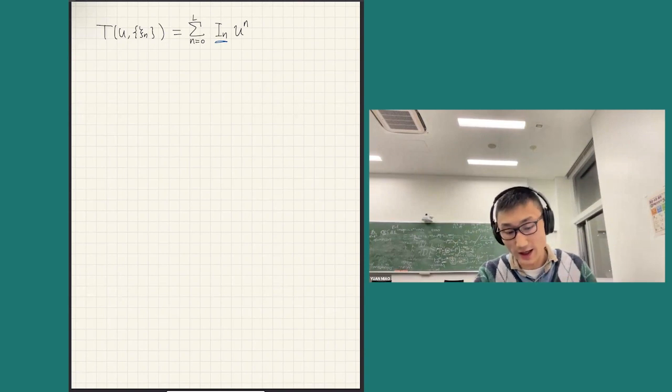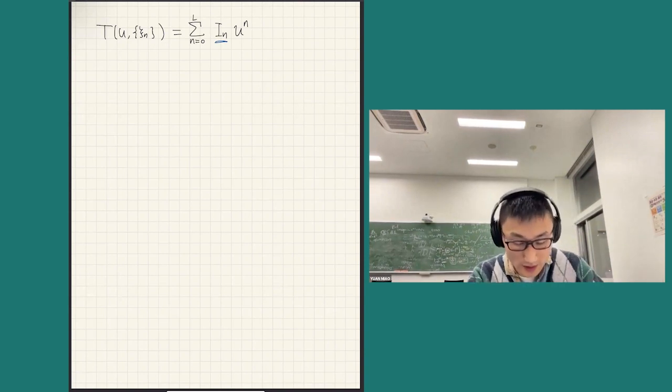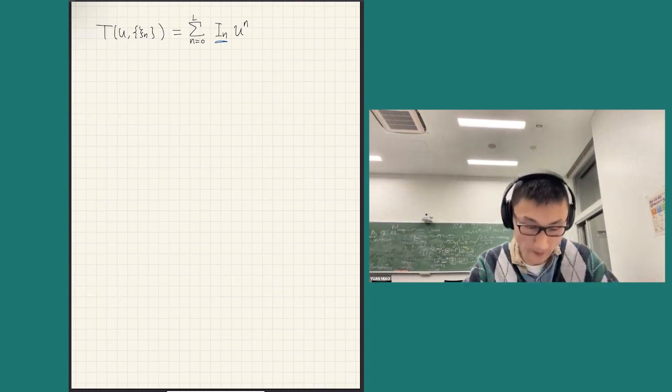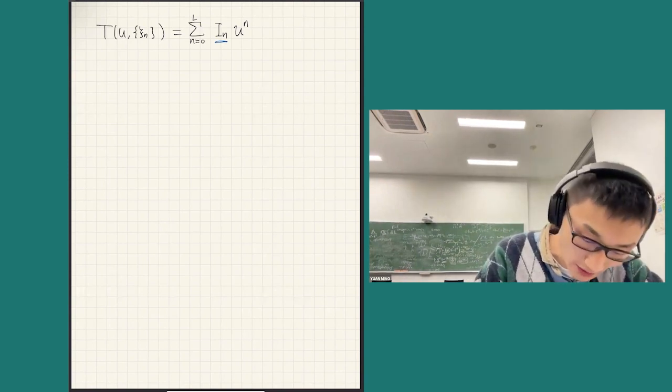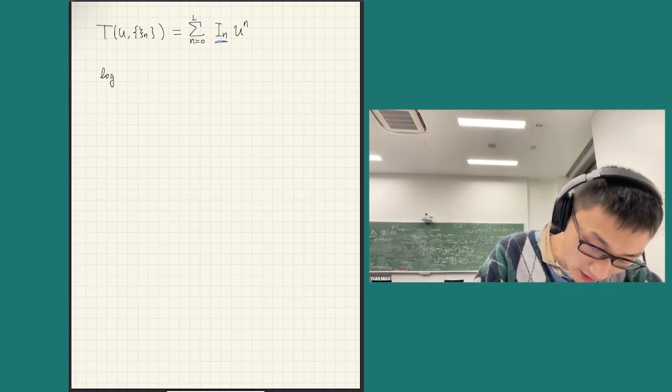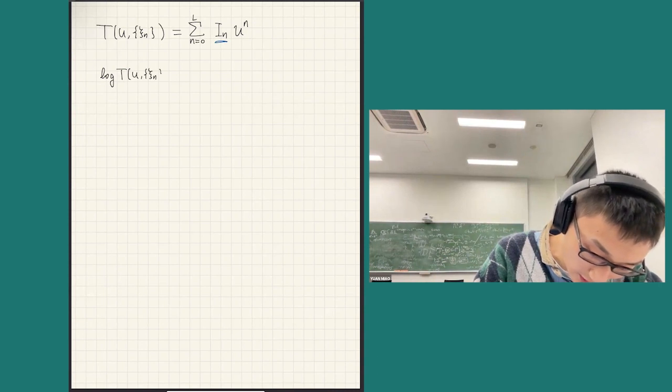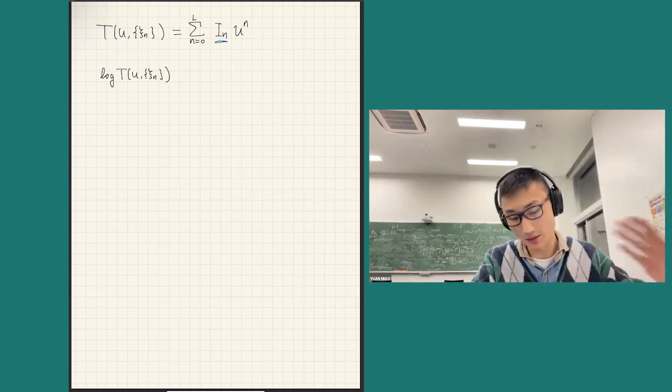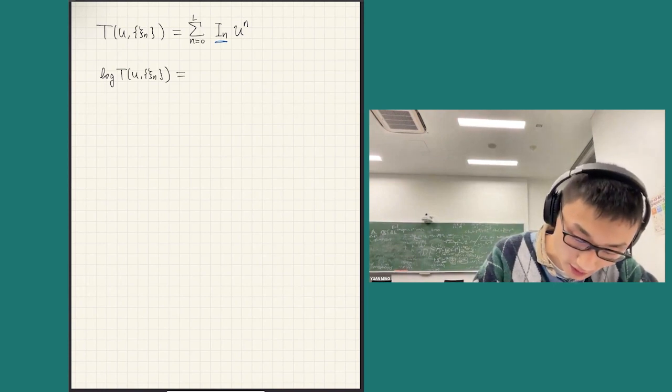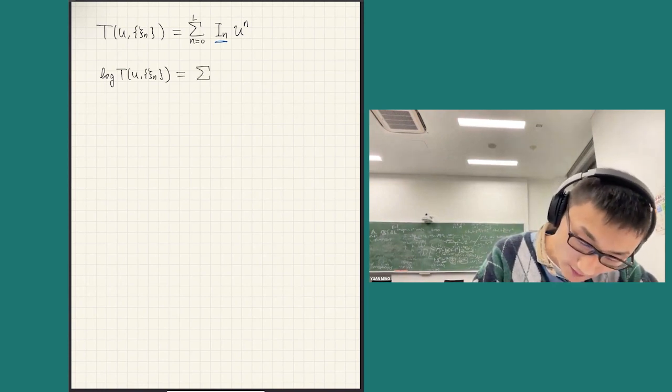But somehow this Q_n is not the best way to look at this model. Instead, maybe it's better to consider the logarithm of this operator. So somehow we need to assume maybe this operator is invertible, but it's really irrelevant. So we consider such an expansion.